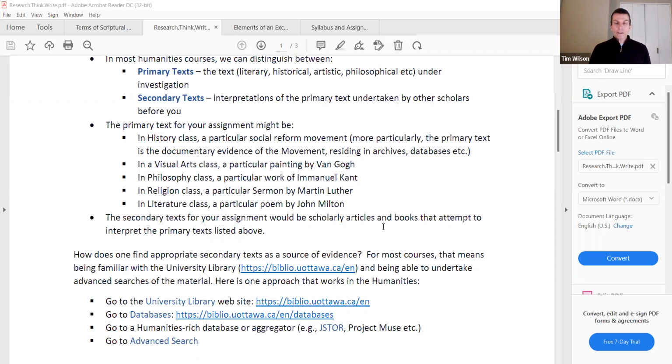And the secondary texts are going to be scholarly articles, books that attempt to interpret those primary texts. So we have a primary text, and we have a tradition of interpretation, like a history of interpretation, that is filtering our access to that primary text. So we have to go through and weigh and assess other interpretations and arguments.